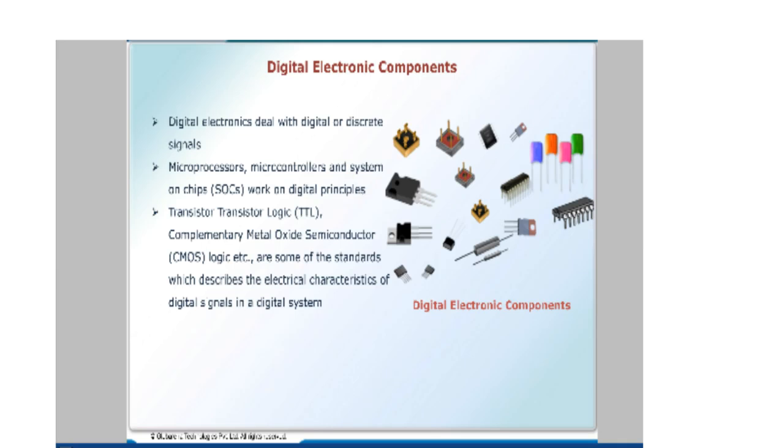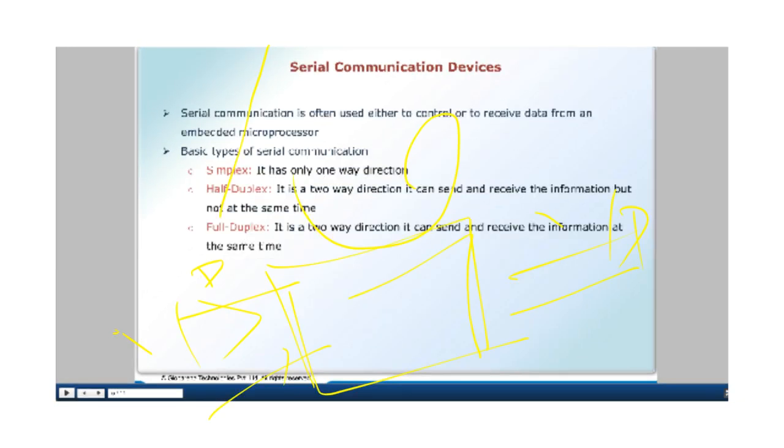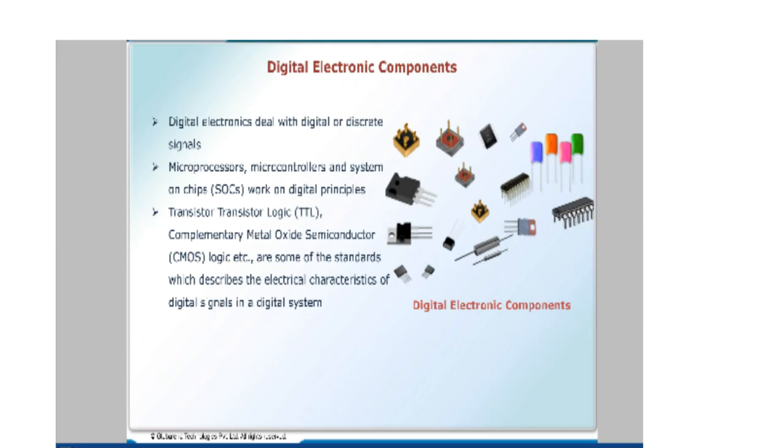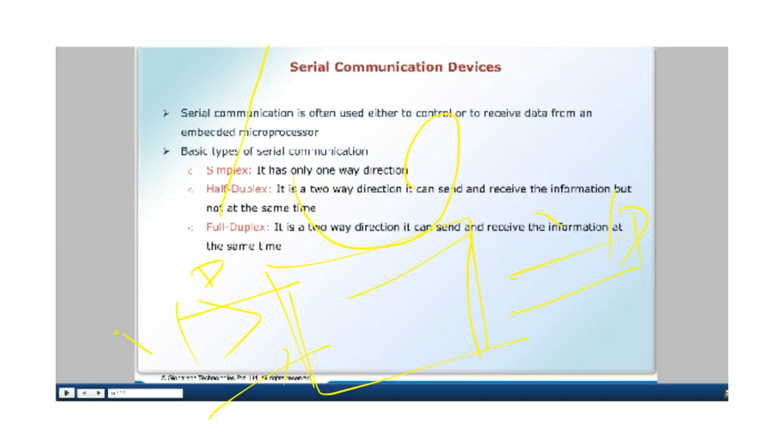Let us come to the next one, serial communication. What is meant by serial communication? Serial communication is often used either to control or to receive data from an embedded microprocessor. Serial means sequentially, one by one. Communication means that serially, we can receive or send information by controlling the microprocessor, by controlling the signals. That is known as serial communication devices.